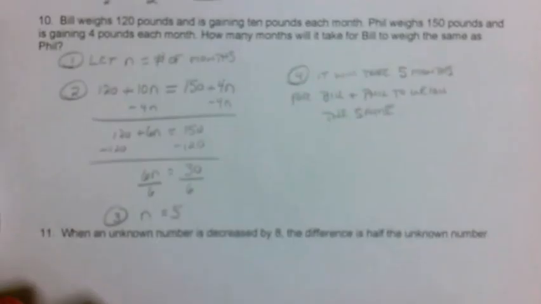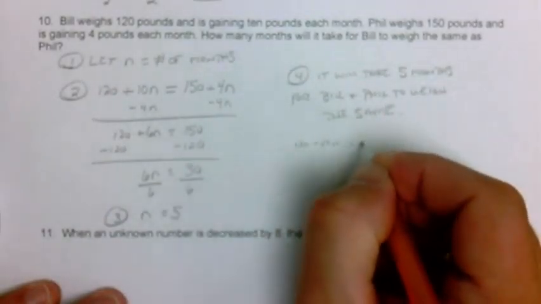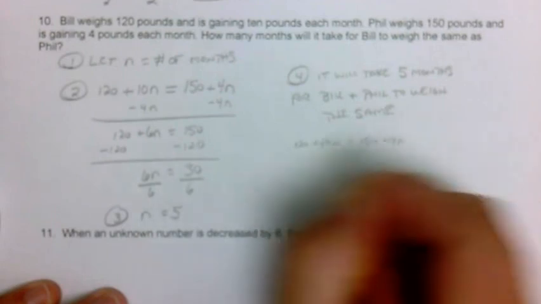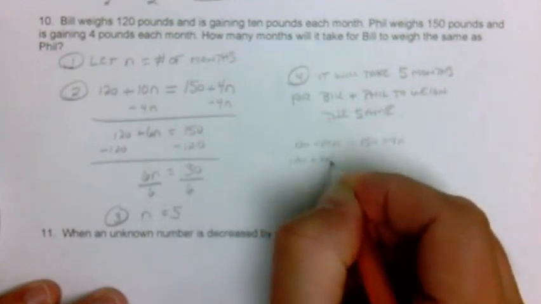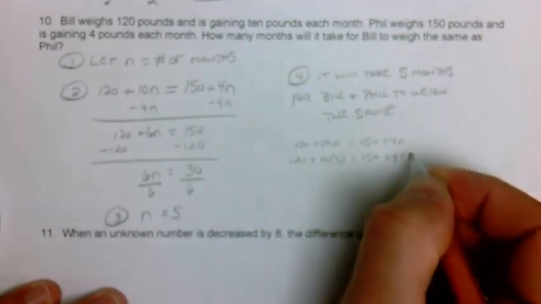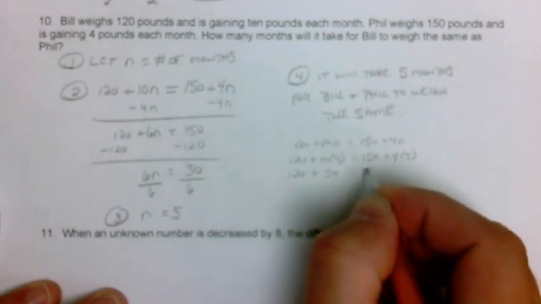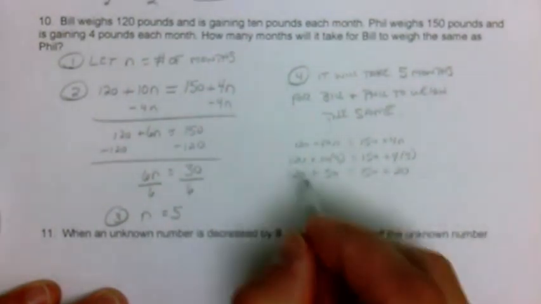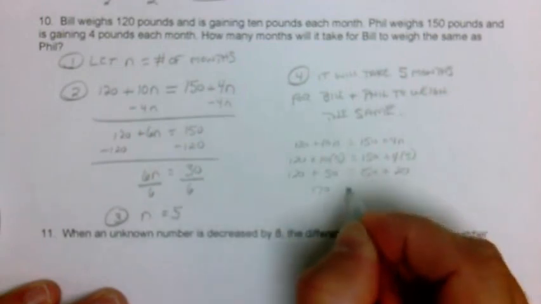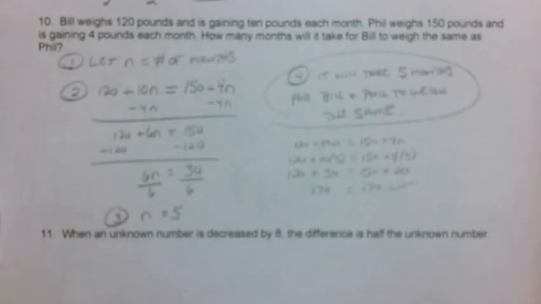And again, we can do a quick check just to verify. 120 plus 10n equals 150 plus 4n. n we said was 5, so 120 plus 10 times 5 equals 150 plus 4 times 5. 120 plus 50 equals 150 plus 20. 120 and 50 is 170. 150 and 20 is also 170. So we know it's going to take 5 months for Bill and Phil to have the same weight.